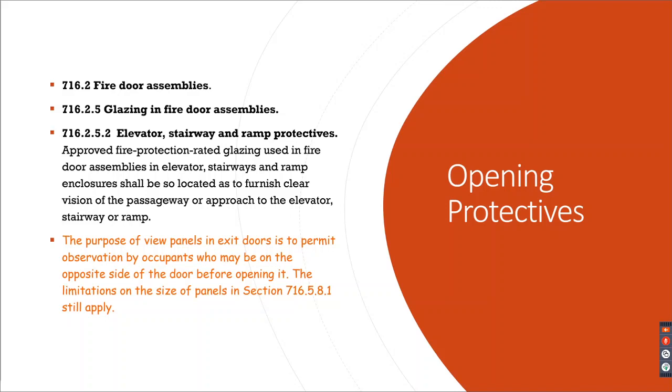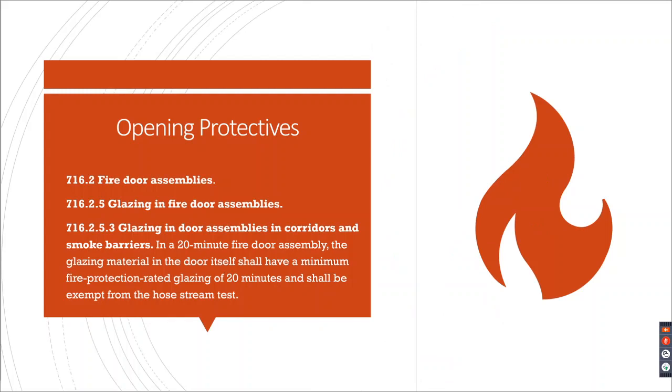Again, the purpose of the view panel in exit doors is to permit observation by occupants who may be on the other side of the door before opening it. And then the size limitations still apply. Glazing in door assemblies and corridors and smoke barriers. So we were talking about the doors before, now we're talking about the glazing in the doors.